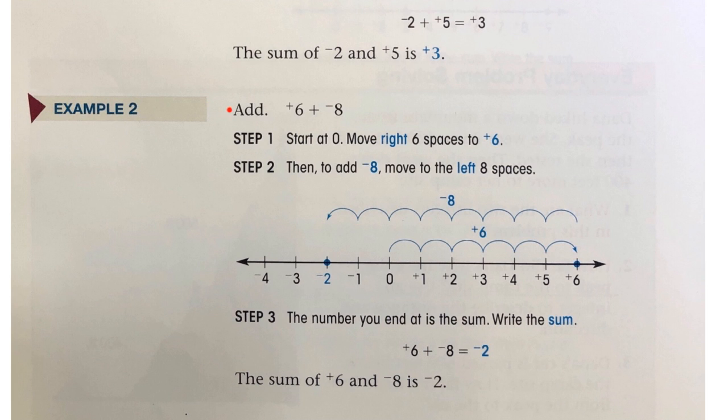Example 2, add 6 plus -8. Step 1, start at 0, move to the right 6 spaces to 6. 1, 2, 3, 4, 5, 6. Then, to add -8, move to the left 8 spaces from 6. 1, 2, 3, 4, 5, 6, 7, 8. The number you end at is the sum. Write the sum. 6 plus -8 equals -2.